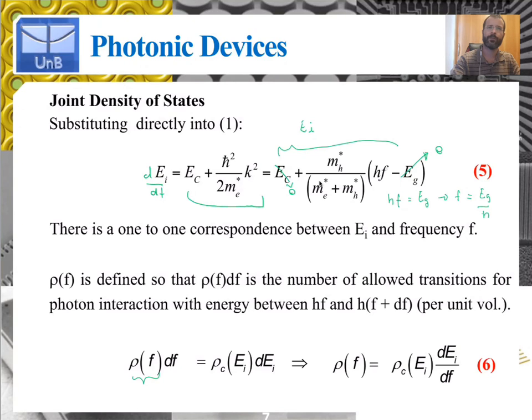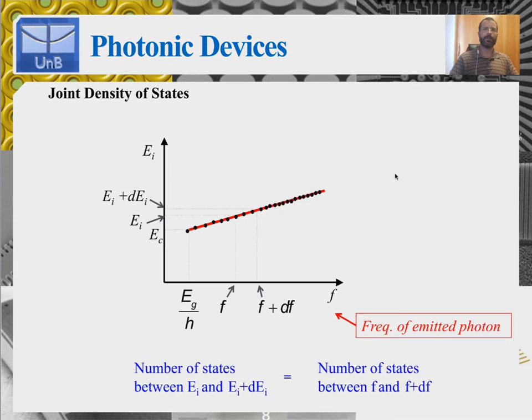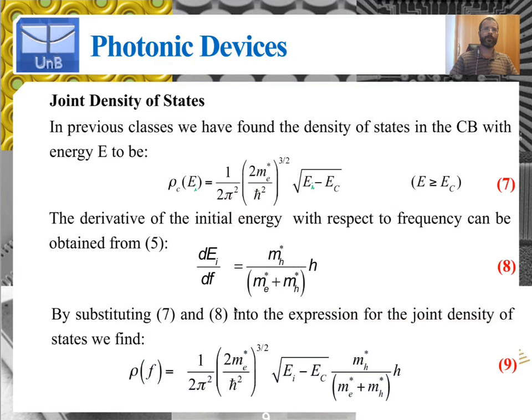The derivative of E_i with respect to f is 1, so we'll end up with m_h* times h divided by m_e* plus m_h*. Okay, so we just take the derivative of this and we end up with this right here, right? dE_i/df is equal to m_h* divided by m_e* plus m_h* times h.